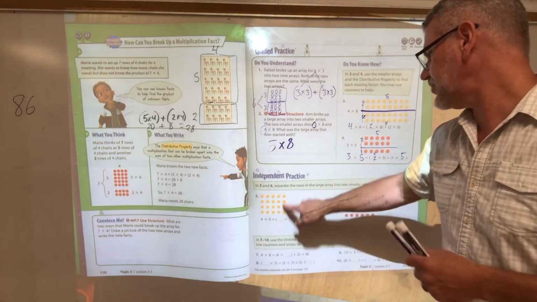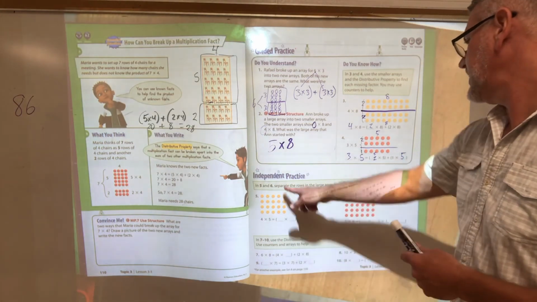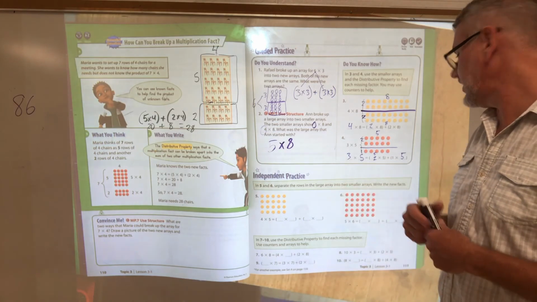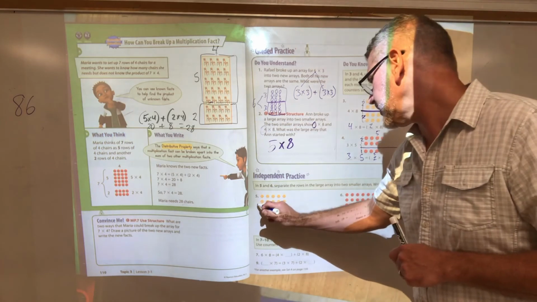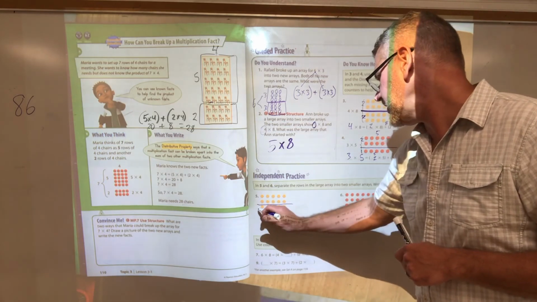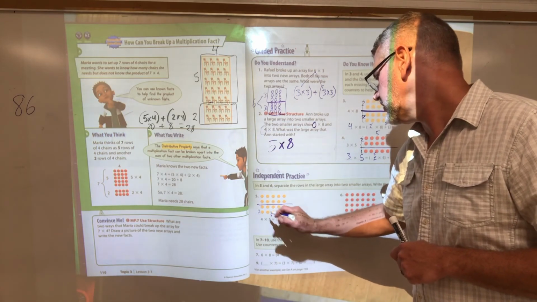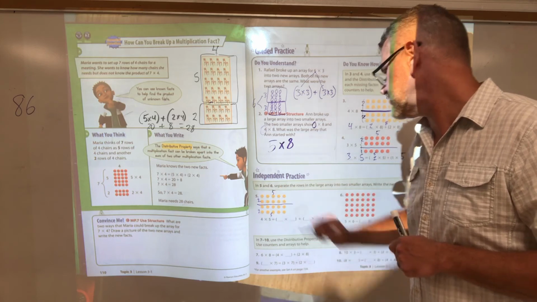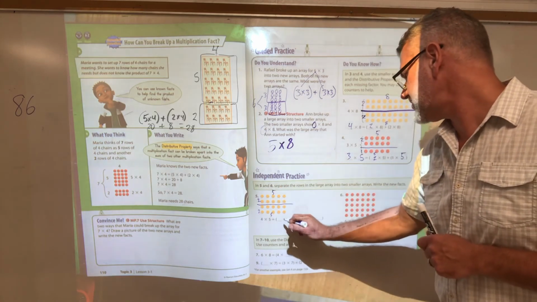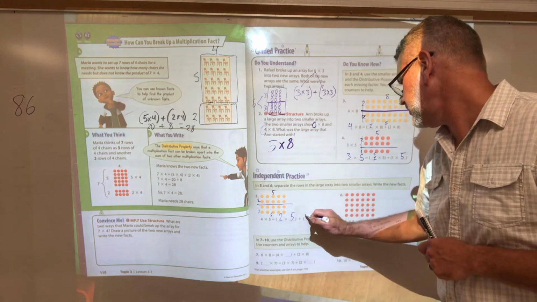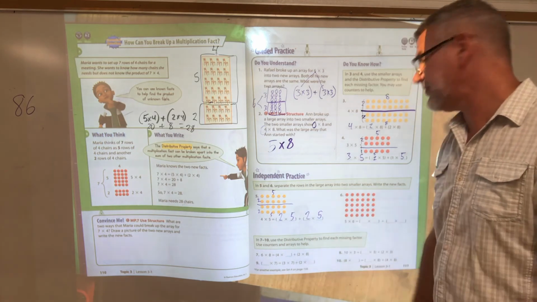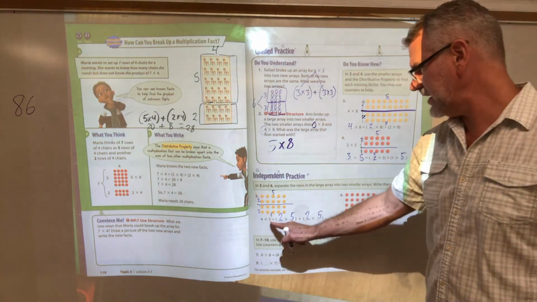I want to jump down here and do these 2 also. Number 5, 4 groups of 5, which is what we have right here. It says separate the rows in the large array into 2 smaller arrays. You can do it however you want. I'm going to break this one right here. And now I have 2 groups of 5 and 2 more groups of 5. So 4 times 5, or 4 groups of 5, is the same as 2 groups of 5 plus 2 more groups of 5.